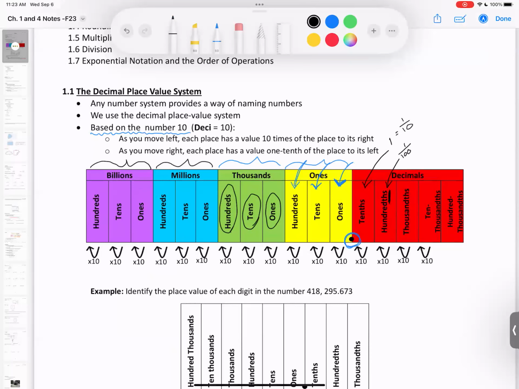As you'll note, as you go from the right to the left, every time you jump 1 over to the left, we're multiplying by 10. That place value represents tenfold more. It represents 10 times as much stuff as the one to the right did.